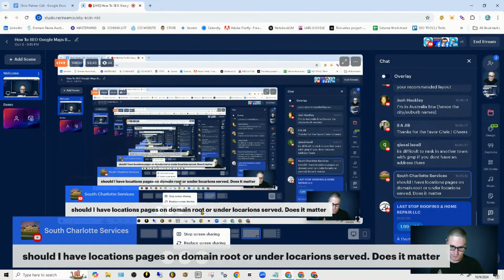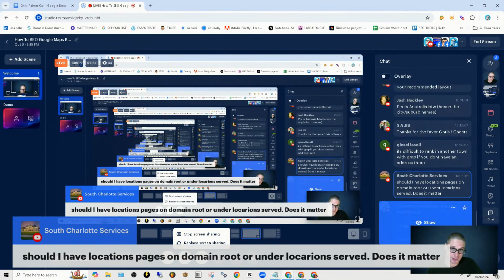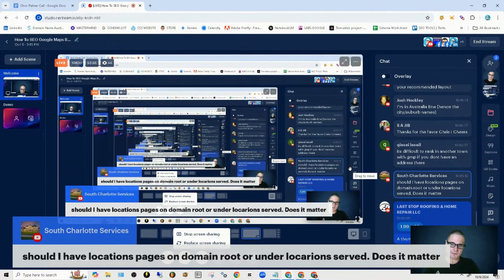South Carolina, should I have locations page on domain root or under location serves? Does it matter? It depends on the SERPs. For that question, if I'm looking at a SERP and it's all parent-child directories, and I could see a hard silo being rewarded time and time again, then that's what I'm going to do. But 99.9% of the time, Google is going to reward the pages that are directly off the root, because this is the idea that supports this, right?